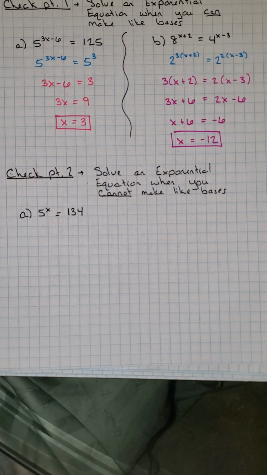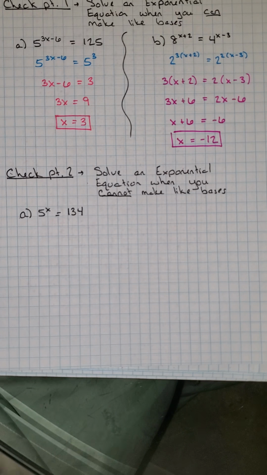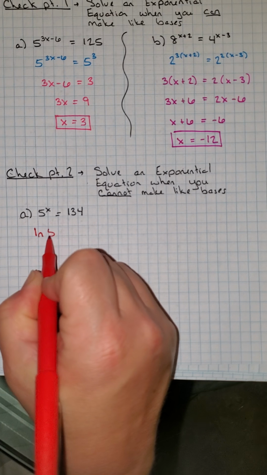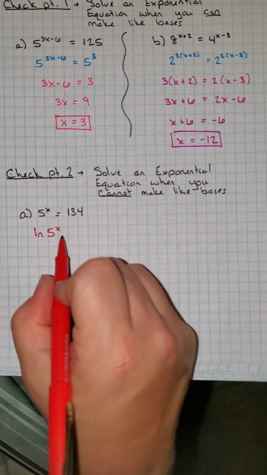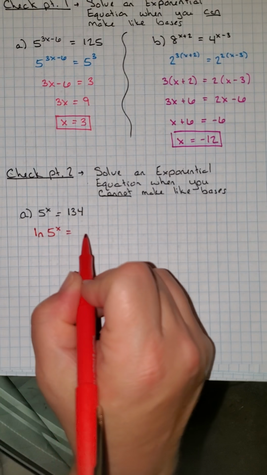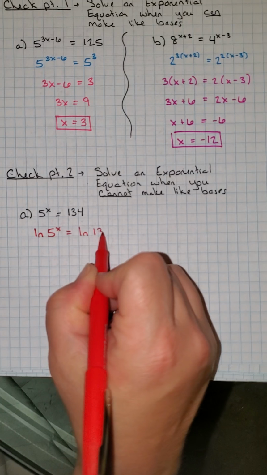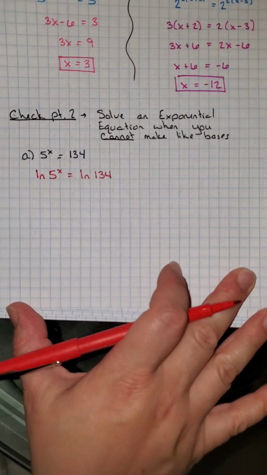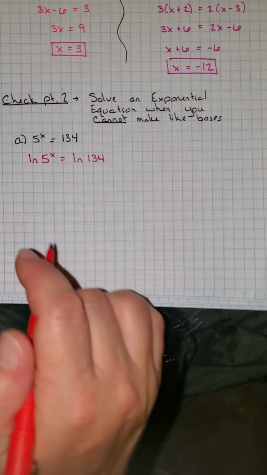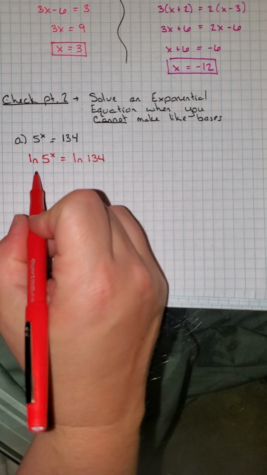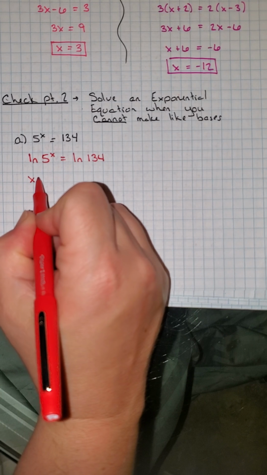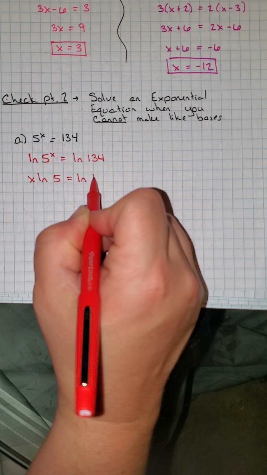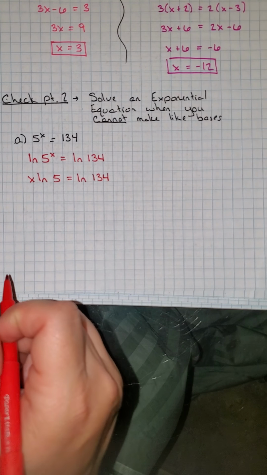Logs are what help you to bring the x's down. So you can use log or regular log or natural log, it doesn't matter. So if I do natural log of 5 to the x equals the natural log of 134, then using the rules that we learned in 4.3, the x can come down in front. So you'd have x times the natural log of 5 equals the natural log of 134.